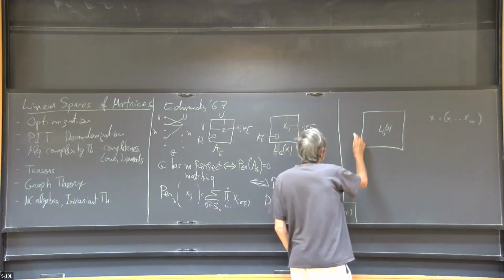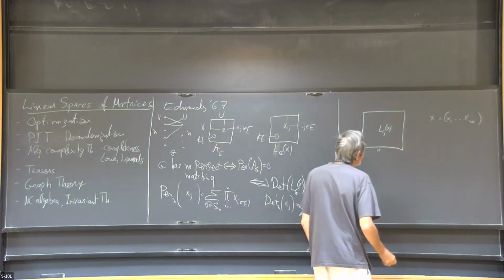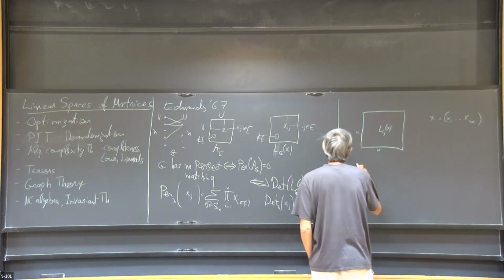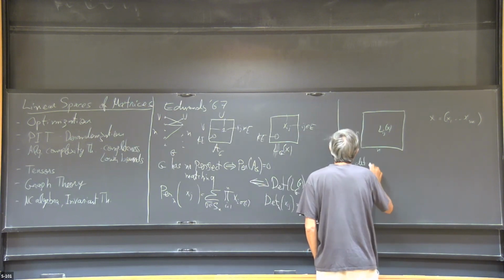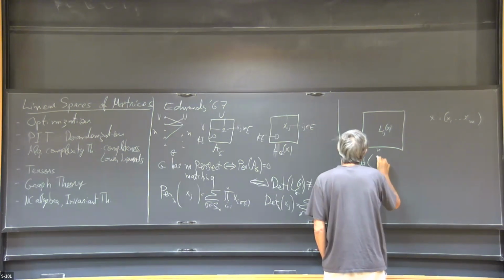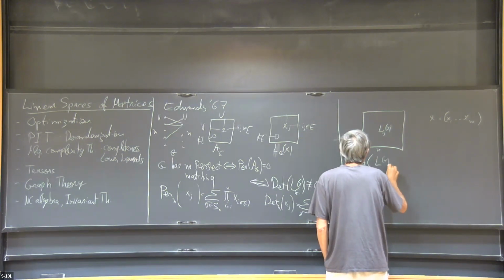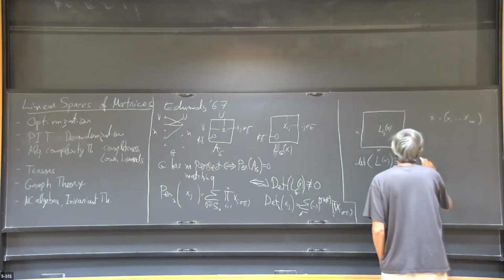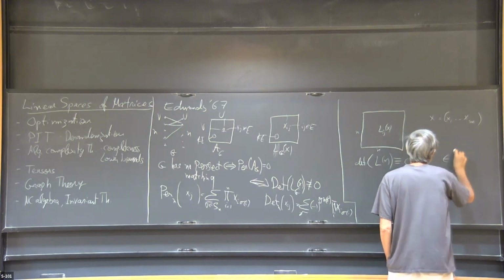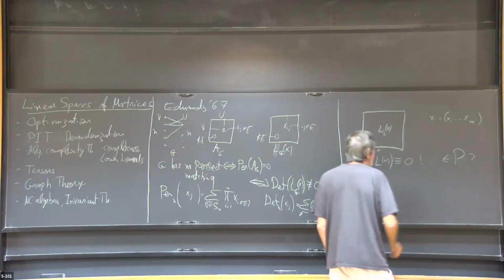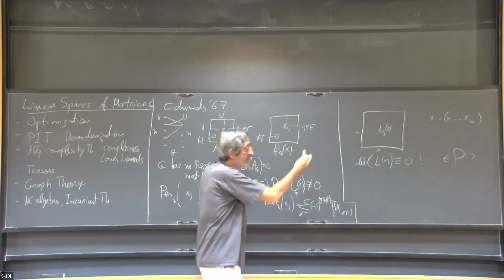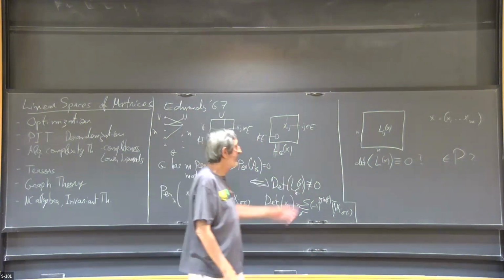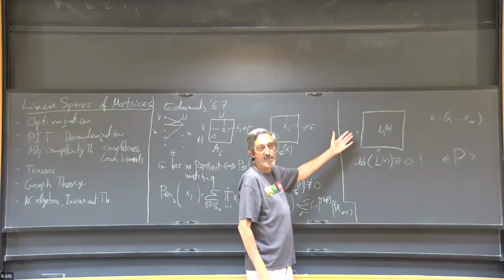So that's maybe a channel matrix. So what he asked was whether the determinant of L, as a polynomial, is identically zero. The question is whether this is in P. I give you such a linear space. What is this? This is just a linear space of matrices.